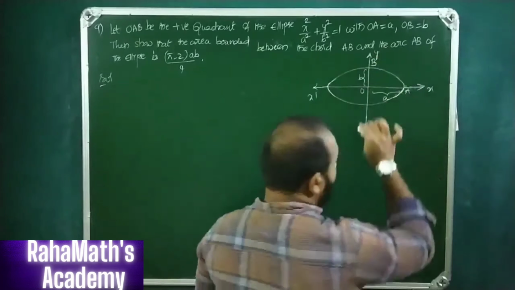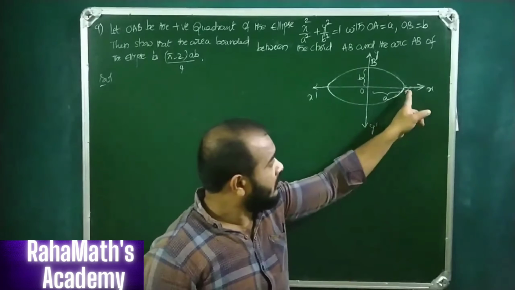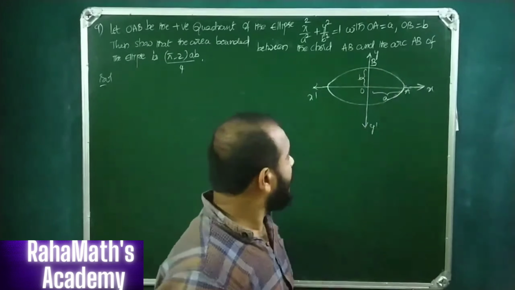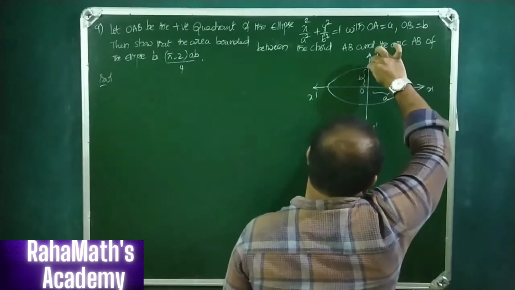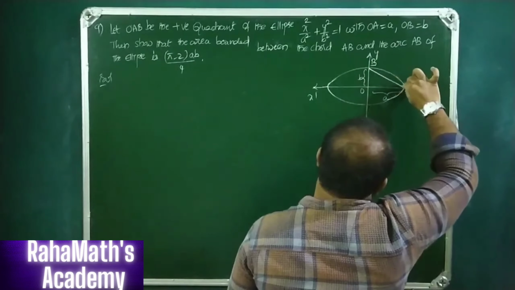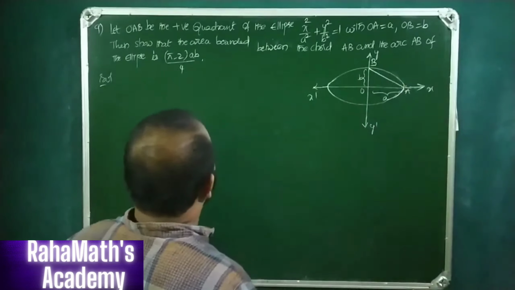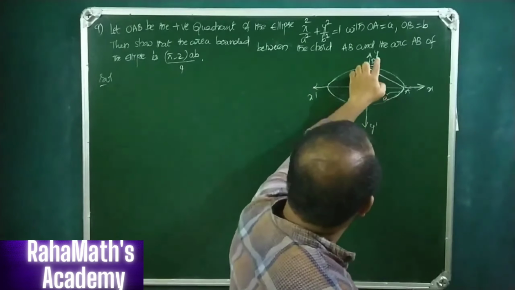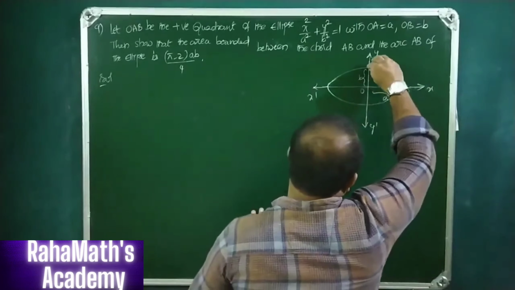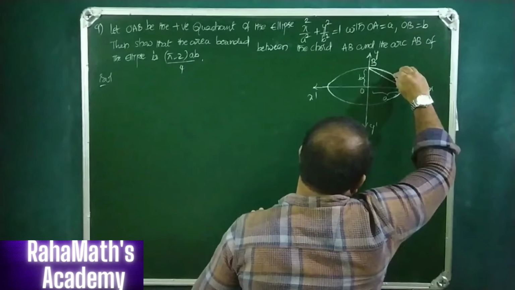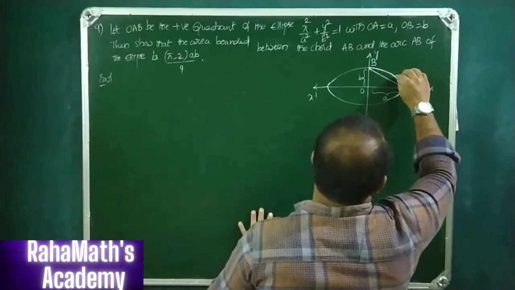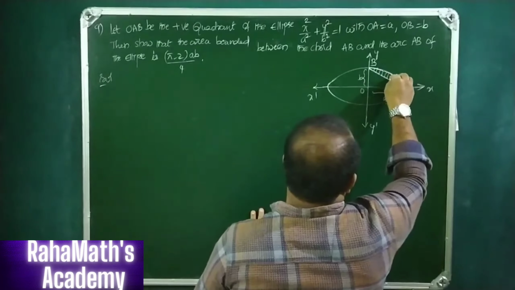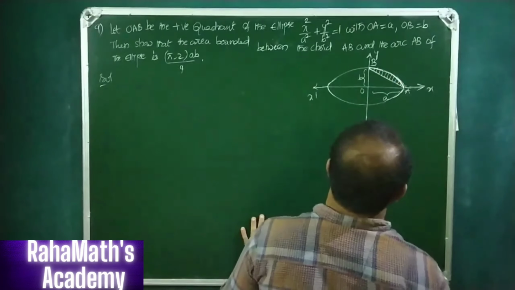So, what is the chord? The line joining the points A and B is said to be the chord. So, this is the chord. Now, between the chord AB and the arc AB is this region. So actually he is asking us to find the area of the region bounded by this chord and the arc.